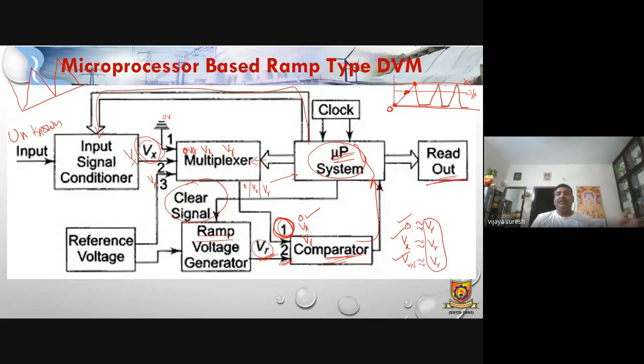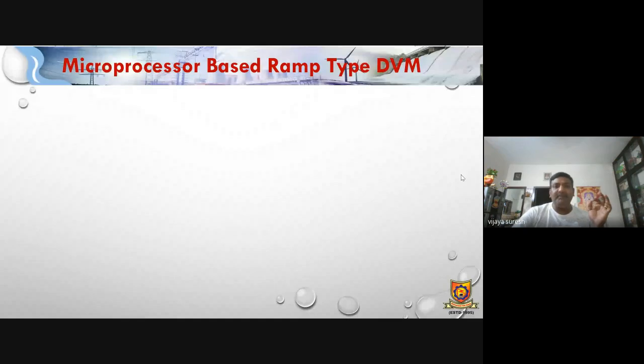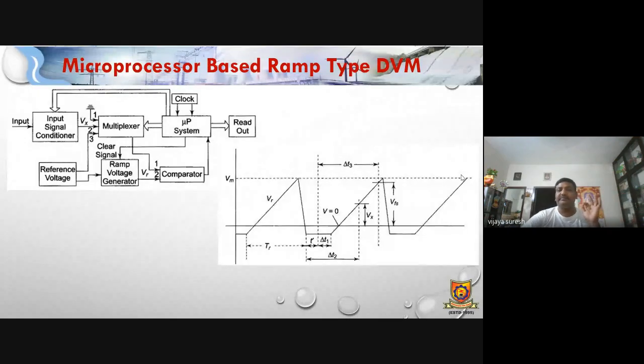So during the increasing period and during the decreasing period also it will count. During the durations, the microprocessor system will work accordingly, and it is going to measure how many pulses are counted by the counter, and that will be displayed in the readout. So that process is given in this system.